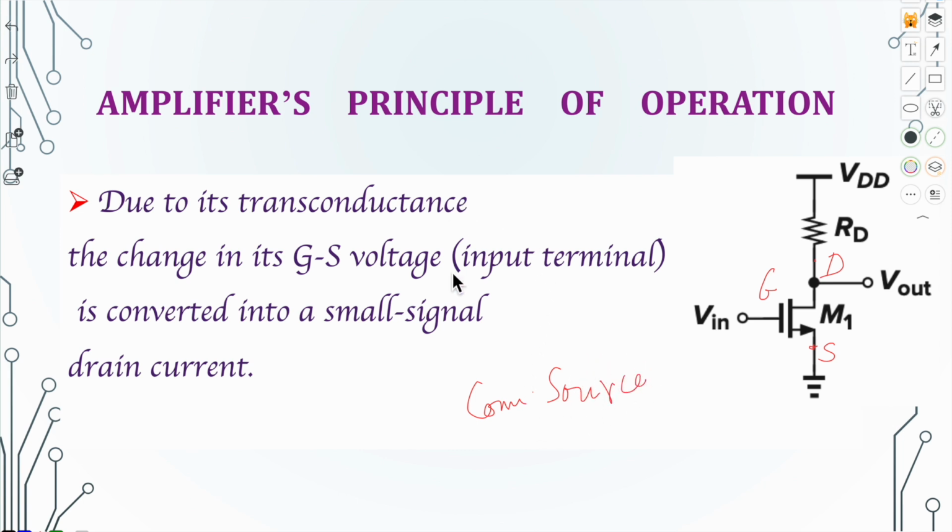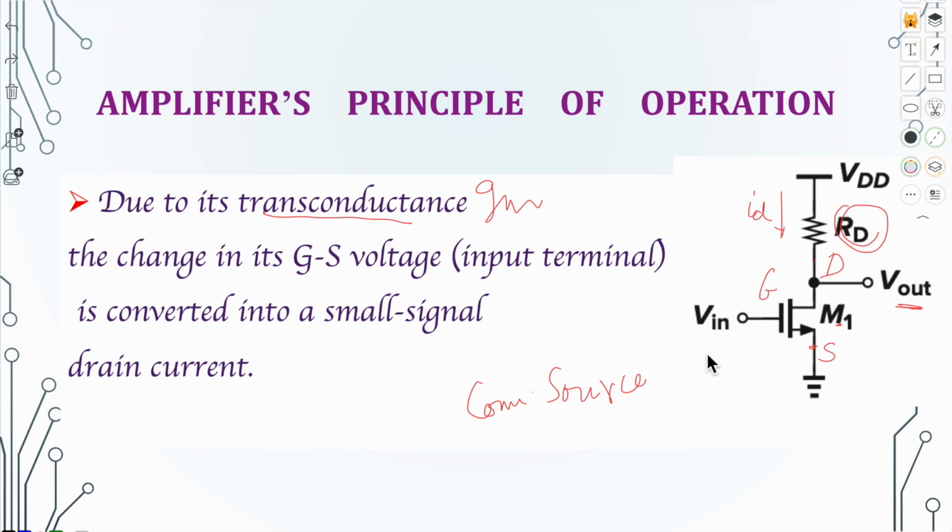Now talking about its operation, because of its transconductance, the MOSFET M1 converts changes in its gate-source voltage, that is the input voltage, to a small signal drain current, which passes through this load resistor and generates an output voltage. So this is the amplifier's principle of operation.